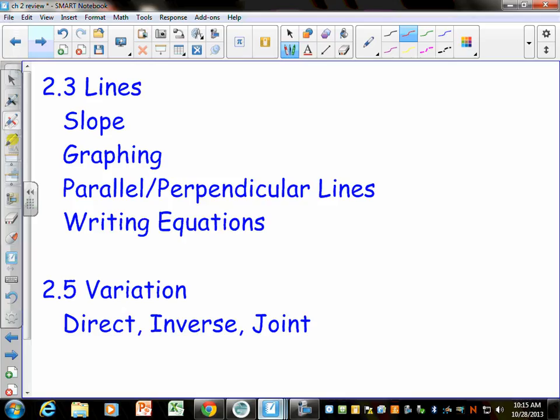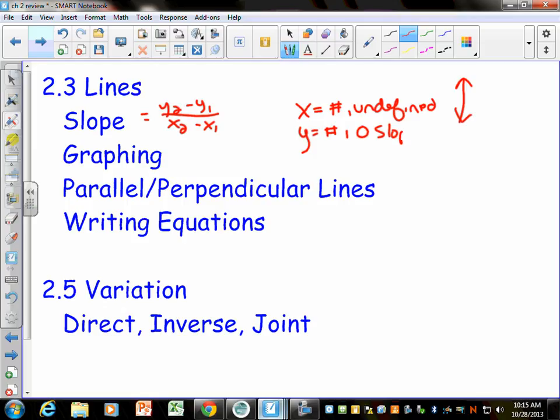Section 2.3, that was kind of the big review of Algebra 1. You have to make sure that you know how to find the slope, right? Rise over run. So that's y2 minus y1 over x2 minus x1. Also, make sure you know the difference between a vertical and a horizontal line, right? X equals a number means that it is undefined slope, and that's going to look like a vertical line. Y equals a number is zero slope, which is a flat line like that. I feel like those are the ones that people mix up the most.